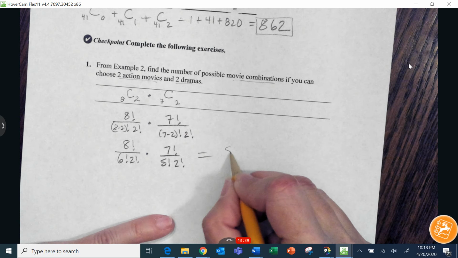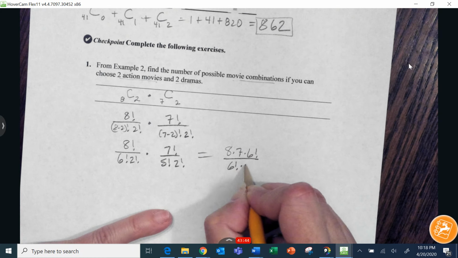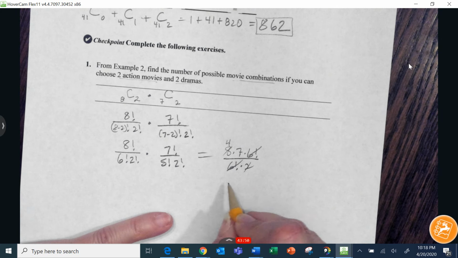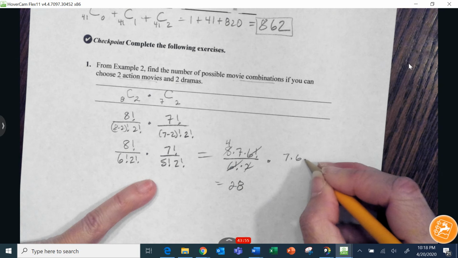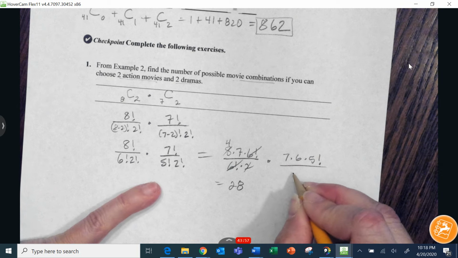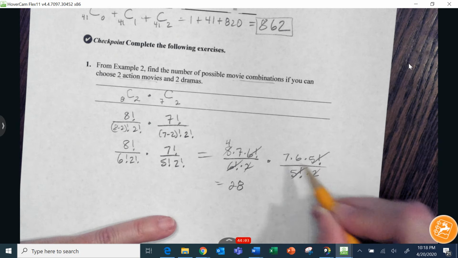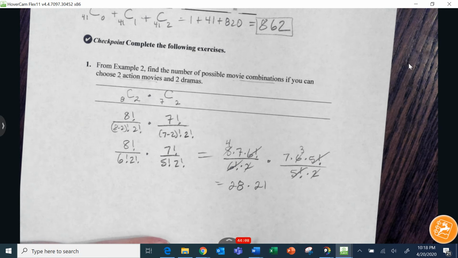So 8 factorial, I have 8 times 7 times 6 factorial over 6 factorial times 2. Those cancel. The 2 cancels with the 8. And we get 28. 7 times 6 times 5 factorial over 5 factorial times 2. The 5 factorials cancel. The 2 can cancel with the 6. And we get 21. Multiply that together, and you should get 588 different combinations of 2 actions and 2 dramas.